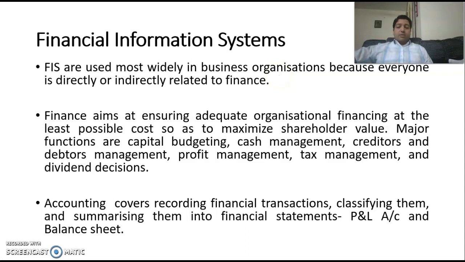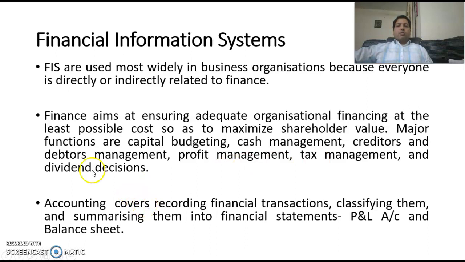In the last session, we discussed HRIS and we talked about how there are very limited pre-written software available for human resources, whereas in financial systems there are many pre-written software available. This is primarily because many functions related to computers started earlier. That's how pre-written software is already available in this field. Finance aims at ensuring adequate organizational financing at the least possible cost so as to maximize shareholder value. Major functions are capital budgeting, cash management, creditors and debtor management, profit management, tax management and dividend decisions. So in finance, we have to take many decisions related to funding and financing.